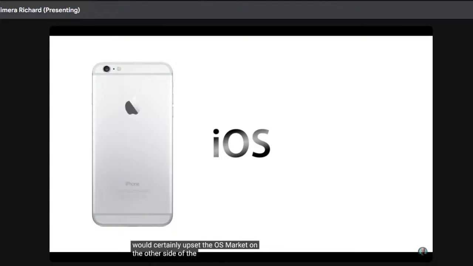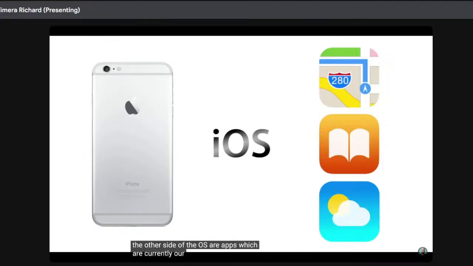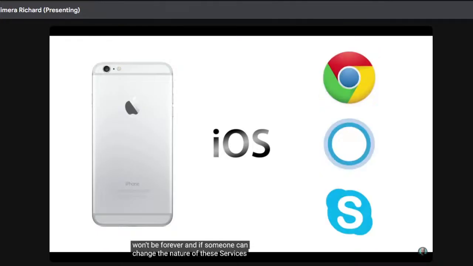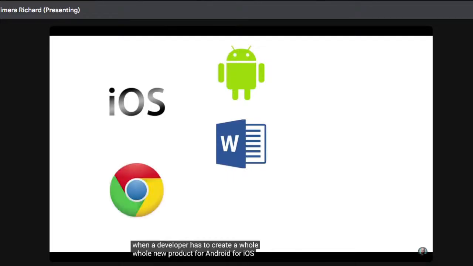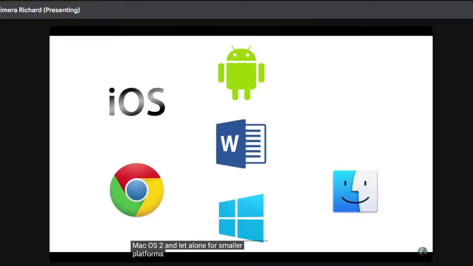On the other side of the OS are apps, which are currently our default method of using different services. But maybe they won't be forever, and if someone can change the nature of these services, maybe the OS will change with it too. The core problem with apps, or programs in general, is that making them is too expensive and too complex, especially when a developer has to create a whole new product for Android, for iOS, for the web, and possibly for Windows and macOS too, let alone for smaller platforms like Windows Mobile. That is far from ideal, and in response to this problem, I can see two big trends.